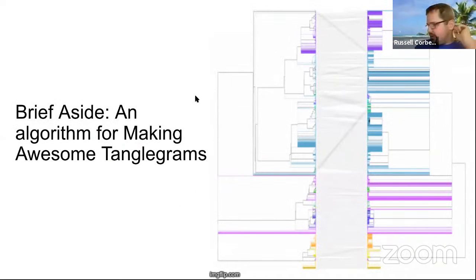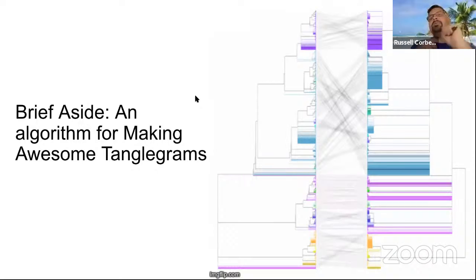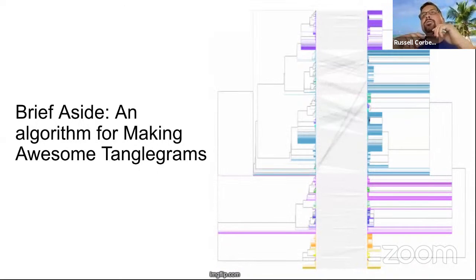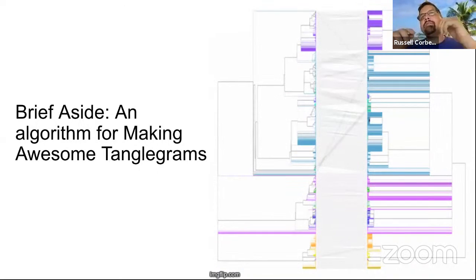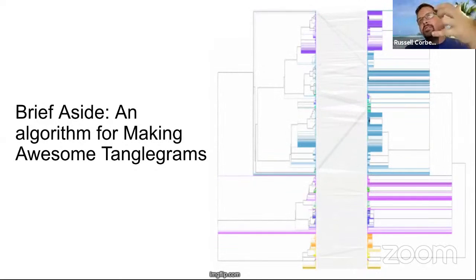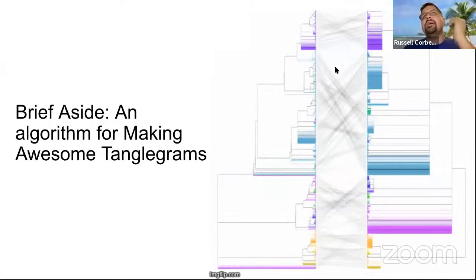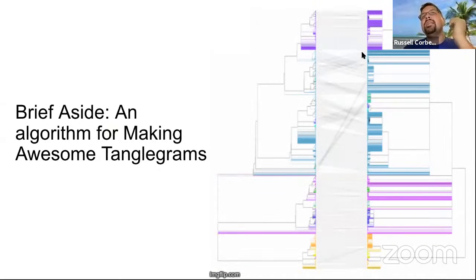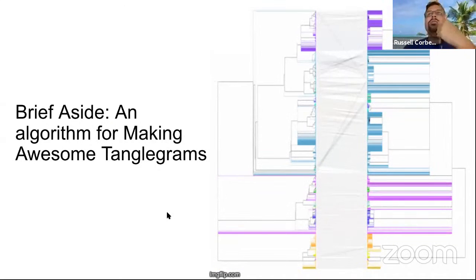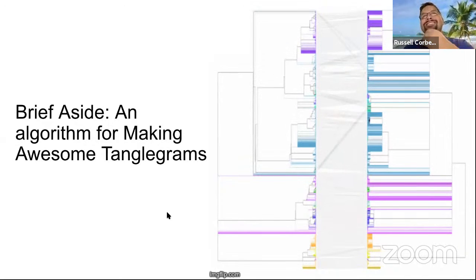So as a brief aside, we very quickly realized that we hated all of the ways for making tanglegrams. A tanglegram is this thing where I take two trees and I display them side by side like this, and then I draw a line between the shared samples, right? So the same sample would be connected by a line between the two trees. We discovered very quickly that we hated the way these things were made. And so what we decided to do was write our own algorithm.